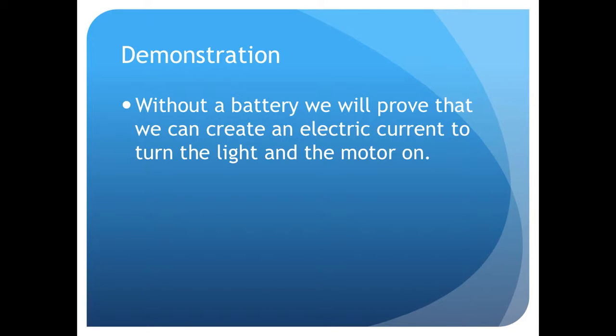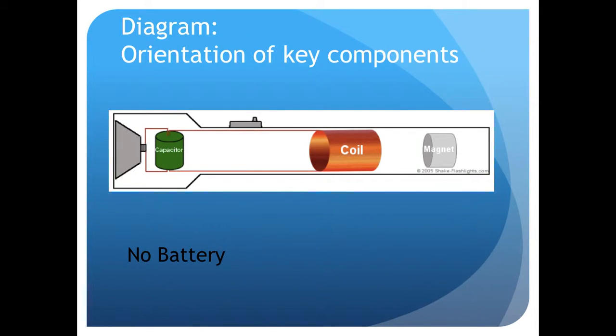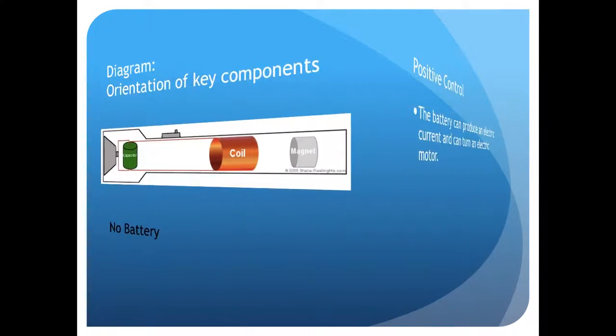So, we would have a light just like it was on the diagram. We'll have it like that, but you have to shake it, and as you shake it, the magnet will go through the coil and charge the capacitor.